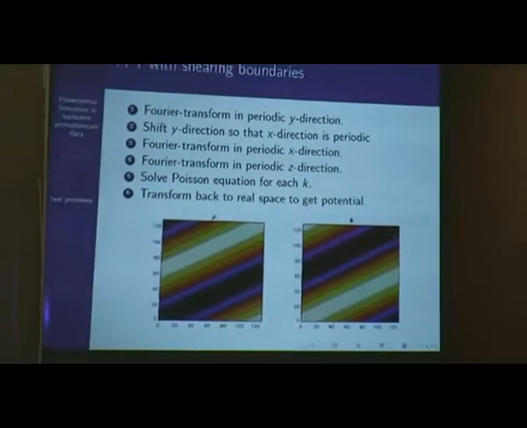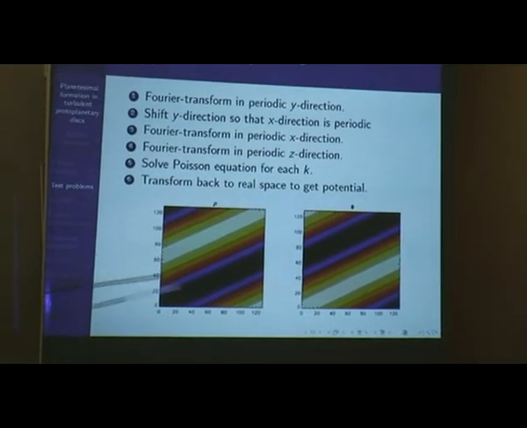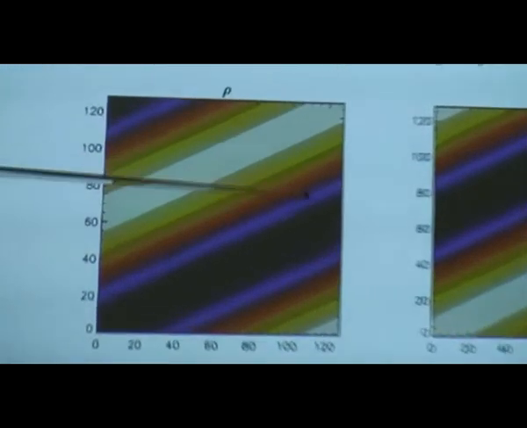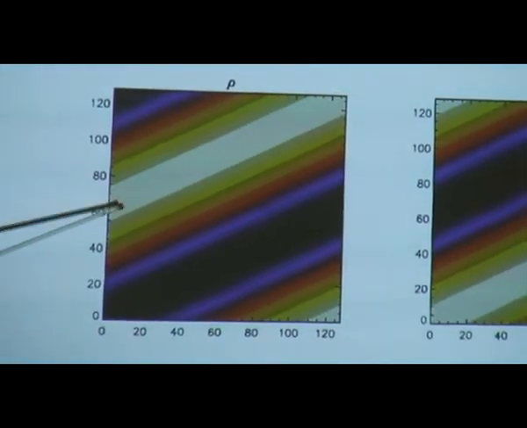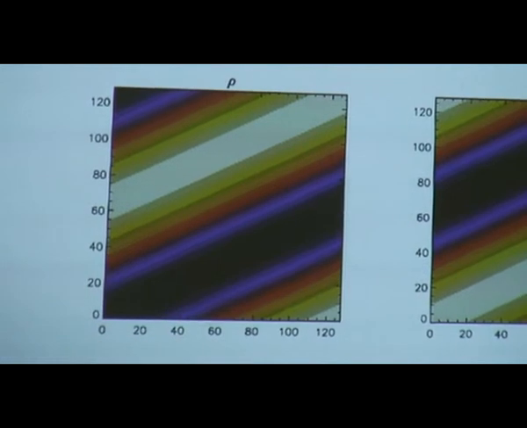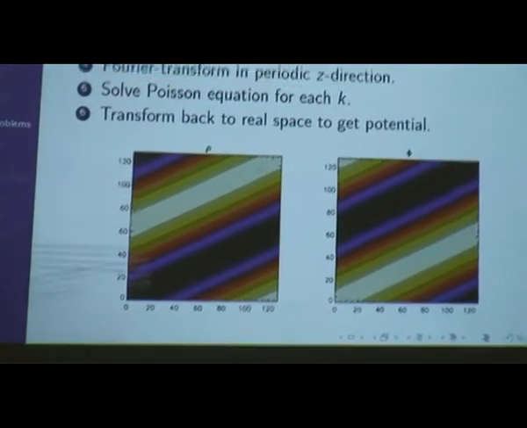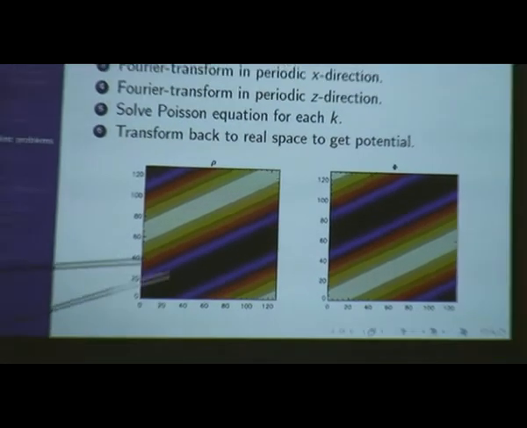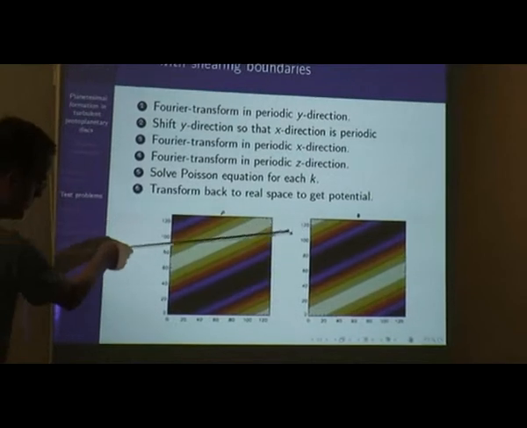And this goes as follows. You start with rho. In this case, I have made a non-axisymmetric rho, and you see again that this is the x direction. That it's not strictly periodic like this. Yeah, this point corresponds to this point actually. So what you do first is we Fourier transform in the periodic y direction. This is fine. But then afterwards we shift the entire y direction so that the x direction gets periodic. It always corresponds to taking all this and shifting like this.